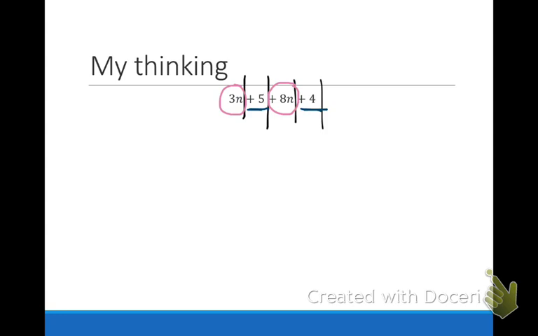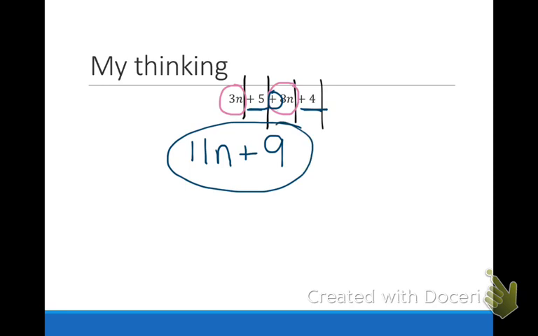So, knowing that, I'm going to do the operations. So 3n plus 8n is 11n. I know it's plus because of this plus sign right here. 5 plus 4 is 9, positive 9. So I'm going to say plus 9. So once I've combined these terms, I get 11n plus 9.